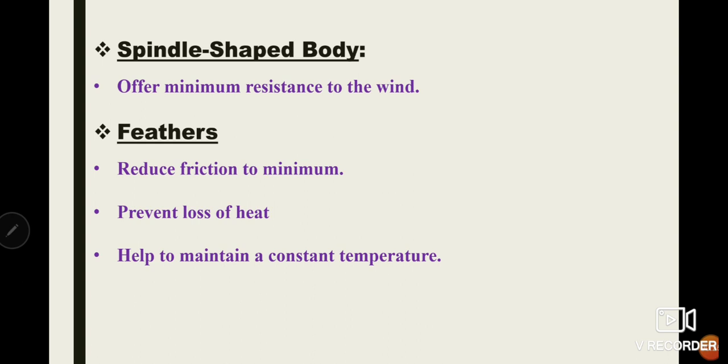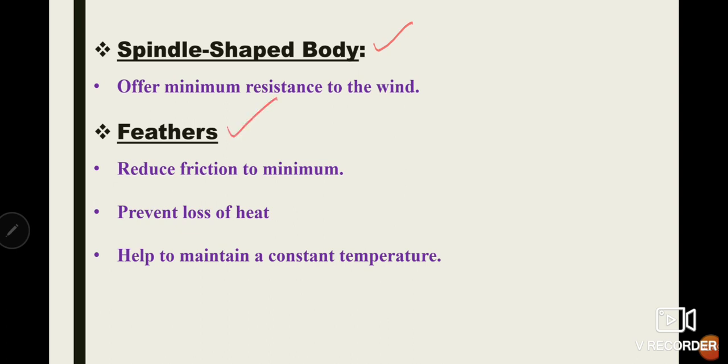Well, the first adaptation is in their body. Birds actually have a spindle shaped body, meaning this spindle shaped body is designed to offer minimum resistance to the wind. They can easily move if their body is spindle shaped while they are flying in the air or in the atmosphere. Okay, now the second type of adaptation is in their feathers.